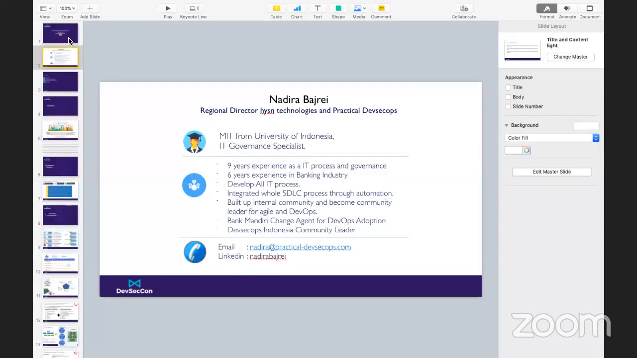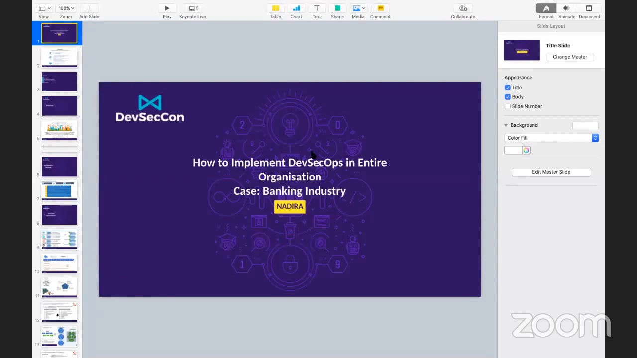Okay, let me share my screen to show you what I have here. This topic I already shared last year at DevSecCon Singapore, about our journey when we started the DevSecOps initiative in the entire organization. So I will reshare it again for this topic. The case is in the banking industry.